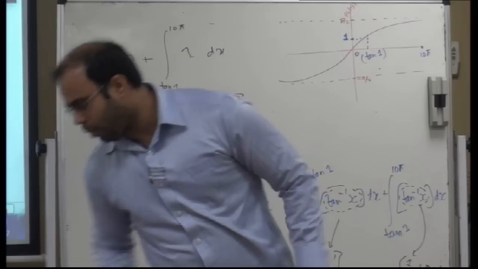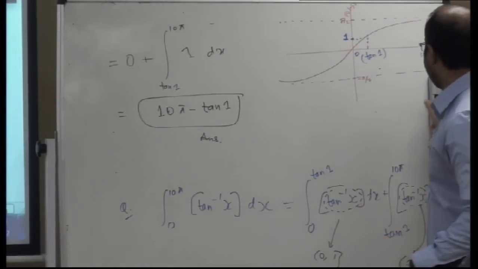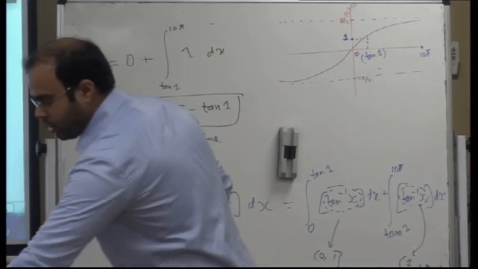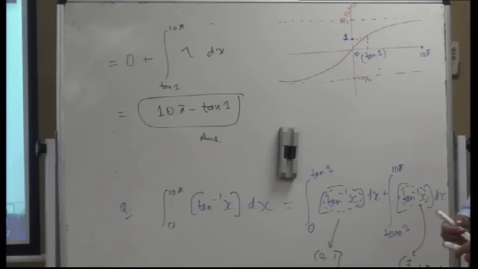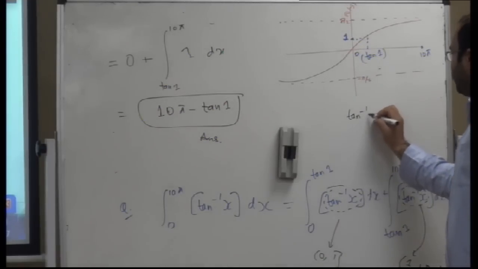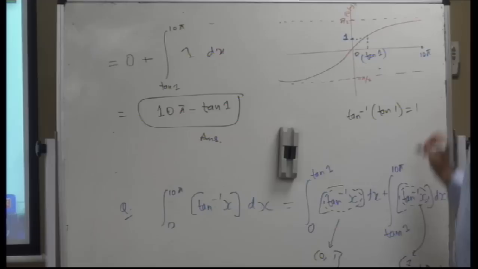Next we come to property 4. Okay, let me explain it again. There is a question, how is tan inverse 1 equal to 1, right? So tan inverse 1 is not 1. The right statement is that tan inverse of tan 1 is actually 1. So let me again explain this whole process. We were taking the integration from 0 to 10 pi of the greatest integer of tan inverse x dx.